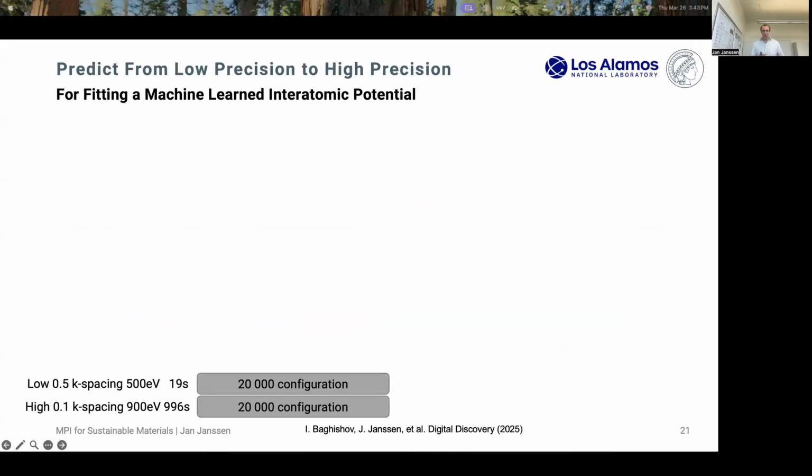And to show a bit the advantage of these lower levels of precision, we have two sets here, right? So we have the low precision set, where one configuration takes us roughly 20 seconds. And then we have this high precision set where every configuration takes roughly 1,000 seconds. Right? So a factor of 50 that we can gain. So you can see that we can benefit quite drastically if we can leverage the low precision calculation rather than relying on the expensive ones.